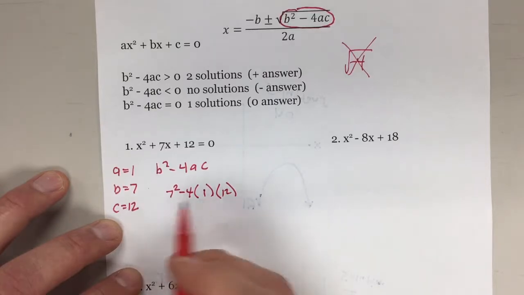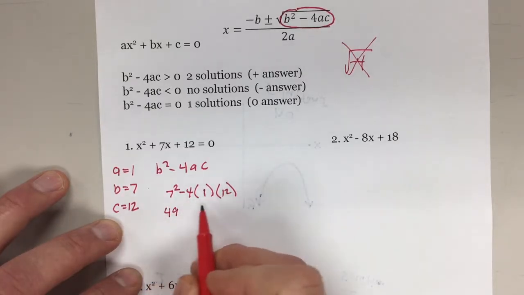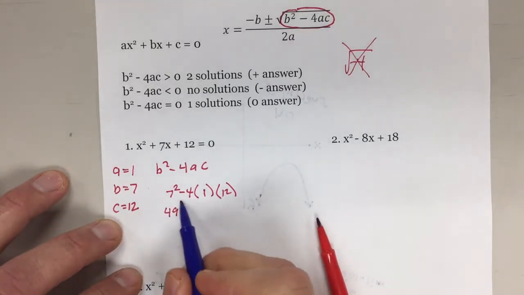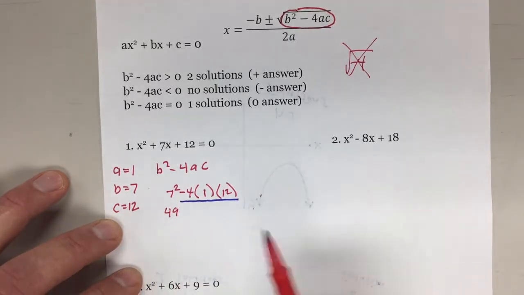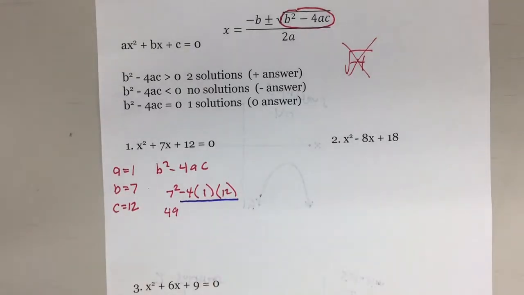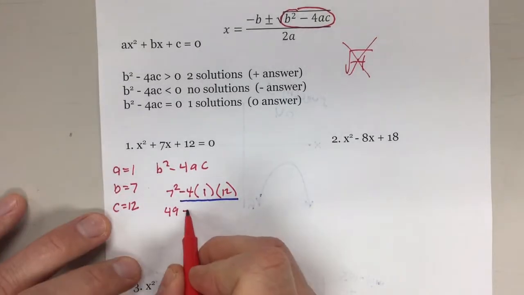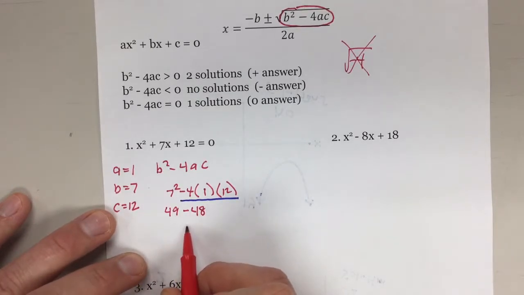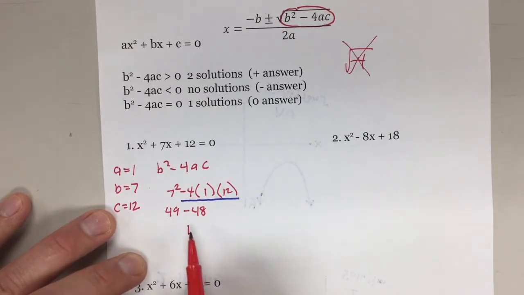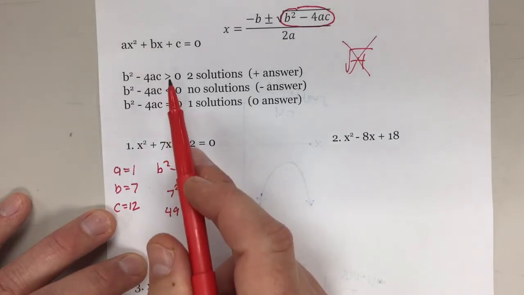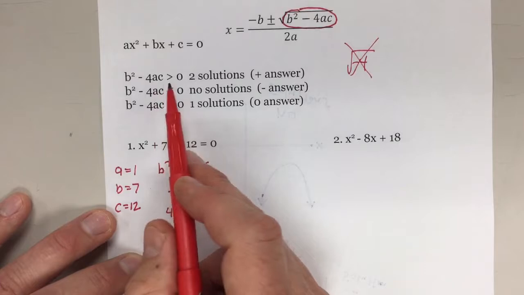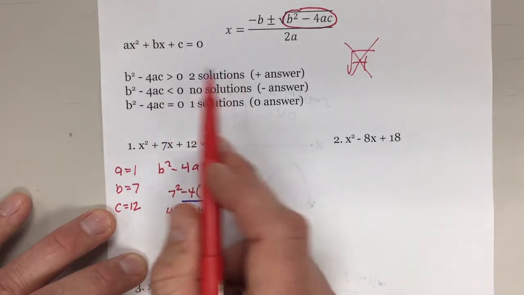So I'm going to simplify this. 7 squared is 49. Then remember, for this part of the equation, you just multiply -4 times 1 times 12. So -4 times 1 is -4. Times 12 is -48. So I would subtract 49 minus 48, I get 1. So the discriminant is greater than 0, because it's 1. It's greater than 0, so that means I'm going to have two solutions.